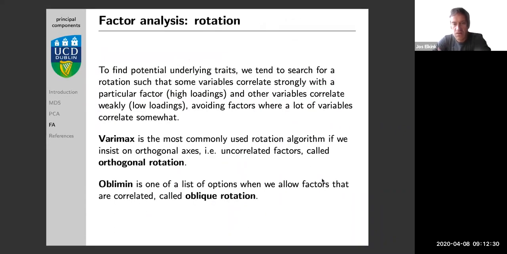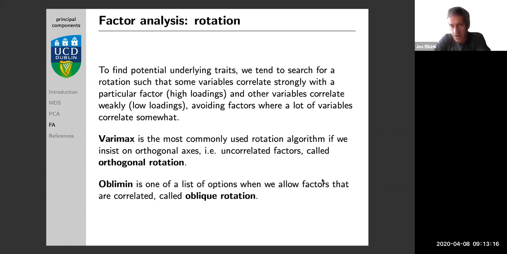Now, there's different ways of rotating. Usually, we try to find a rotation so that for each of the factors, some variables correlate strongly and other variables correlate weakly with that factor. So if all factors correlate somewhat with all variables, it is very difficult to know what these factors might represent, what they might mean. But if some factors correlate strongly with some variables and other factors correlate strongly with other variables, then we can look up what these variables are, and from that conclude a little bit what these factors might mean.